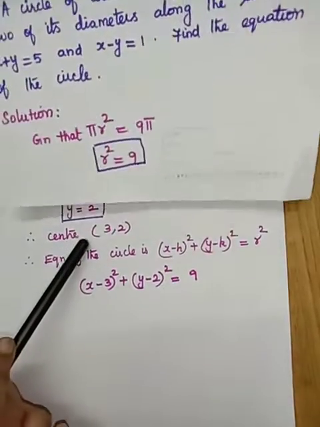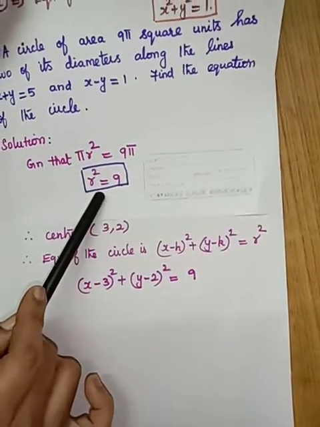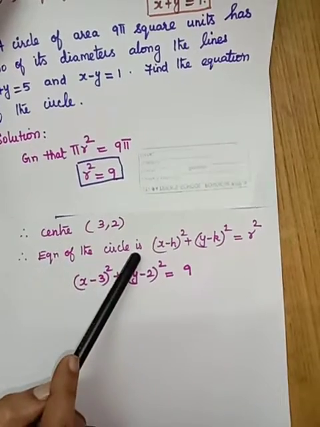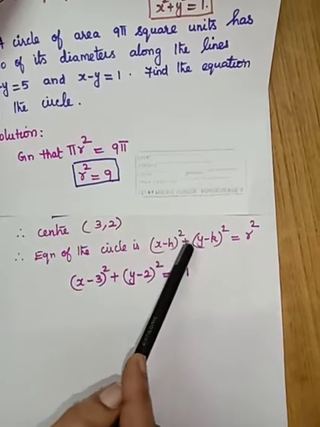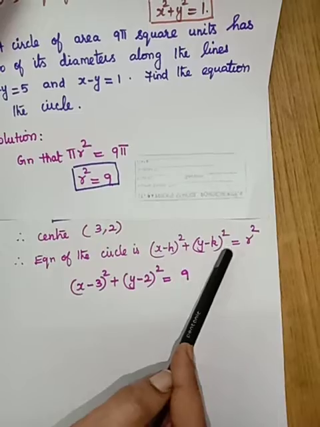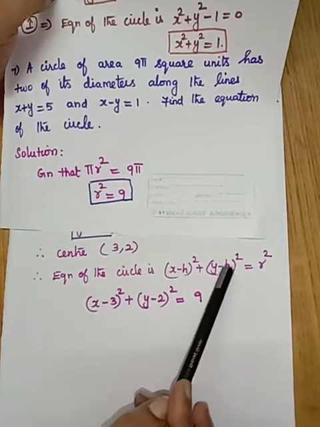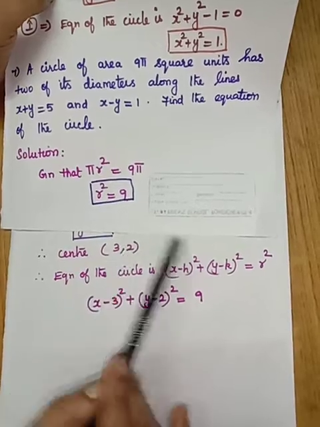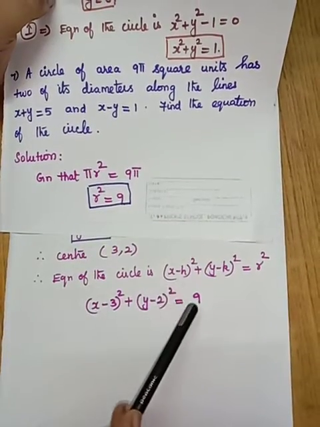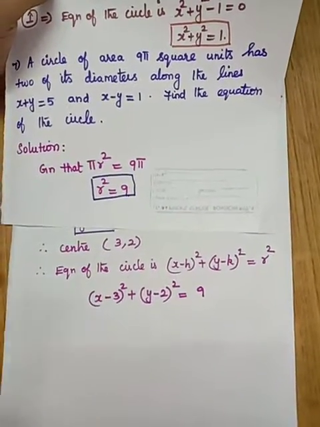So now you are having the center and the radius. So what is the equation of the circle? X minus h the whole square plus y minus k the whole square is equal to r squared. So in the place of h you have to substitute 3. In the place of k you have to substitute 2. In the place of r squared you have to substitute 9. So this is the equation of the circle.